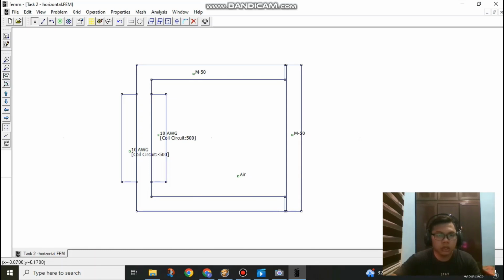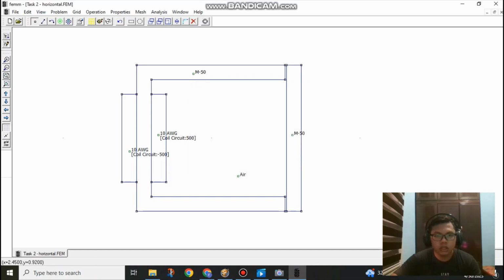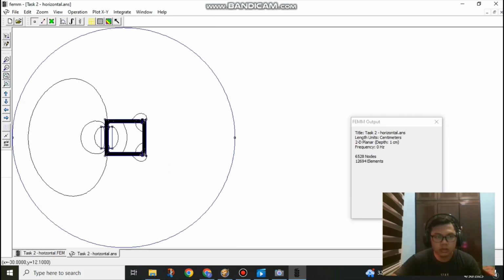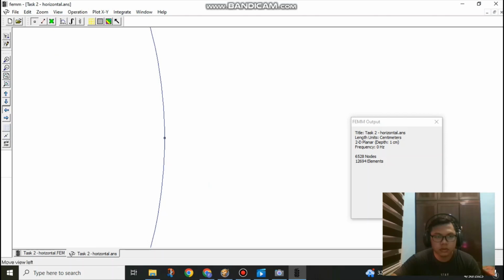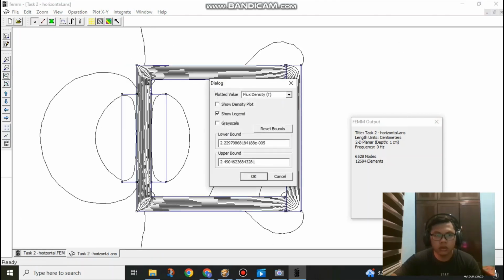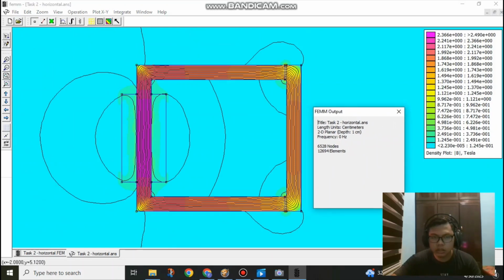We can see the result of the simulation by clicking this process. Now you can see that our simulation runs perfectly, and you can change the plotted value to show the density plot. So this is it.